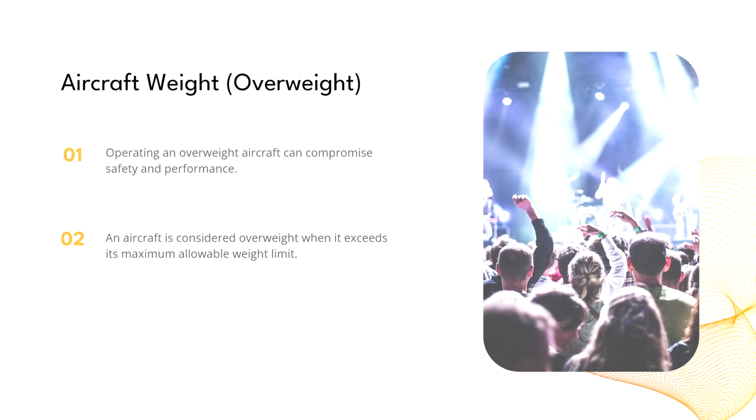So aircraft weight, overweight. Operating an overweight aircraft can compromise safety and performance. An aircraft is considered overweight when it exceeds its maximum allowable weight limit. So aircraft weight is concentrated on the center of gravity. So when you have an overweight aircraft, you have longer takeoff run, higher takeoff speed, reduced angle and rate of climb, reduced cruising speed, shorter range, higher stalling speed, and longer landing roll.